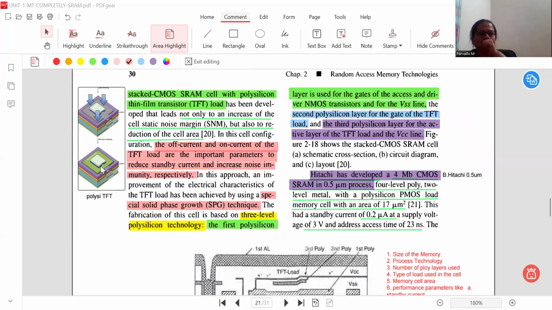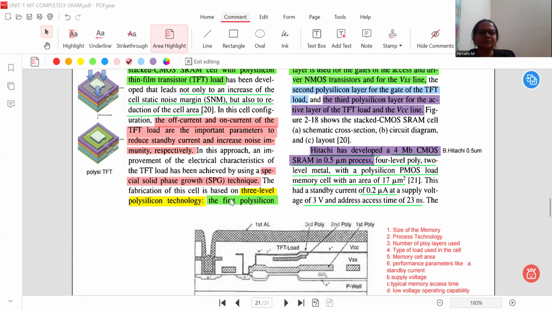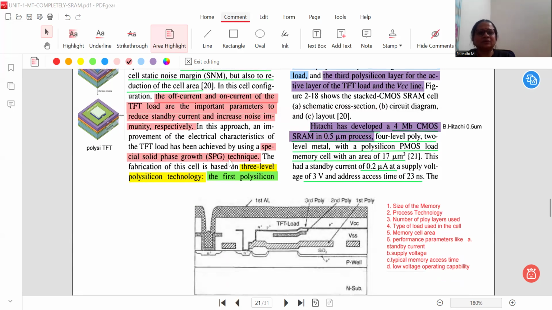At the same time, the off current and on current of the TFT load are very much important. What is the amount of current it takes for a transistor to turn on or off? The reduction of that amount of current is required in such a way that the speed of the cell will be increased. These are important parameters to reduce the standby current and increase the noise immunity as well as the speed of the device. Then the special solid phase growth, SPG, technique: in order to achieve this TFT load, the process used is special solid phase growth.